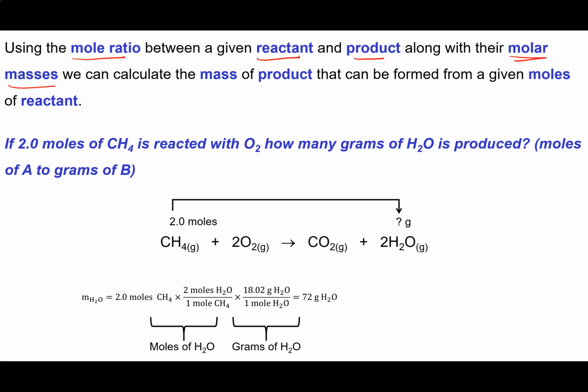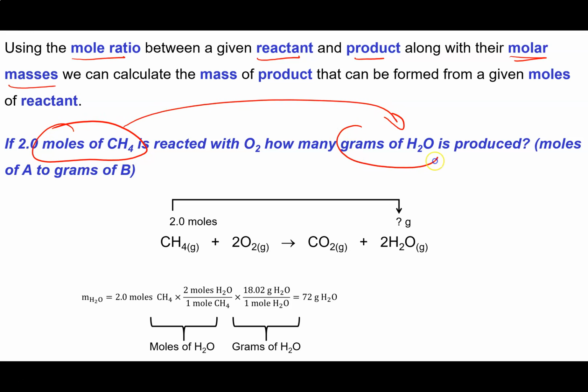It says if 2 moles of methane is reacted with O2, how many grams of water is produced? So I want to convert moles of one thing into grams of another thing. So we call this moles of A to grams of B. And it's not too bad.